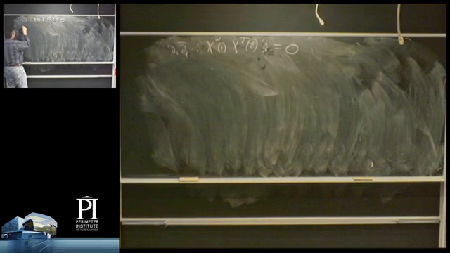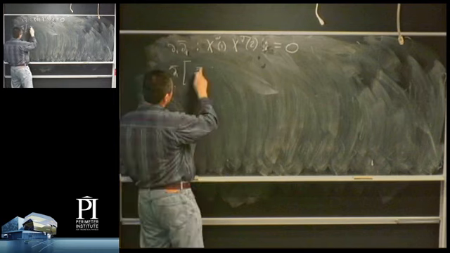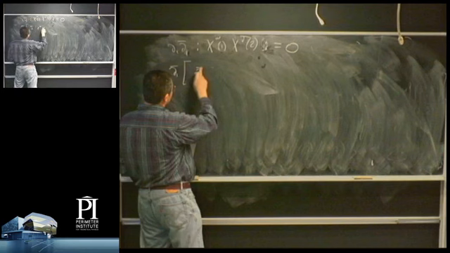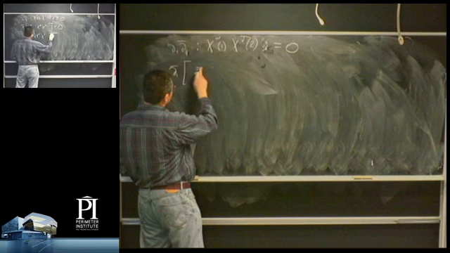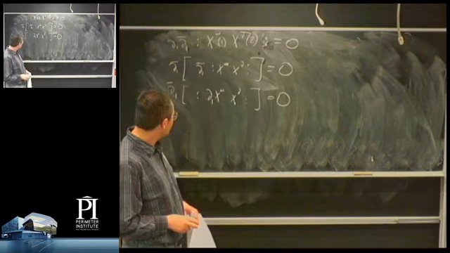What I can do, I can think of it this way: del 1 bar of X^mu equals 0, and del 1 bar of del 1 bar of X^mu equals 0. I haven't done anything, just repeated it in a silly manner three times.